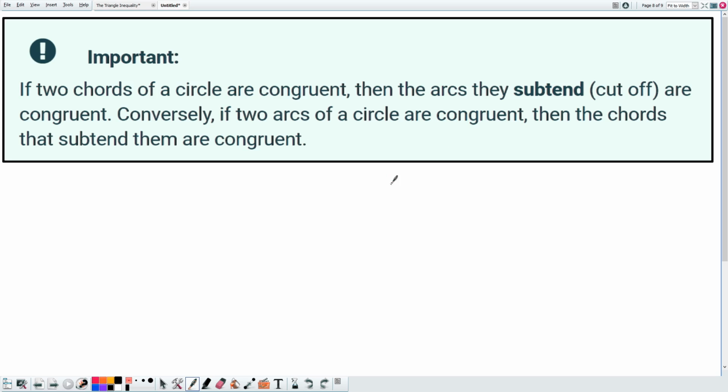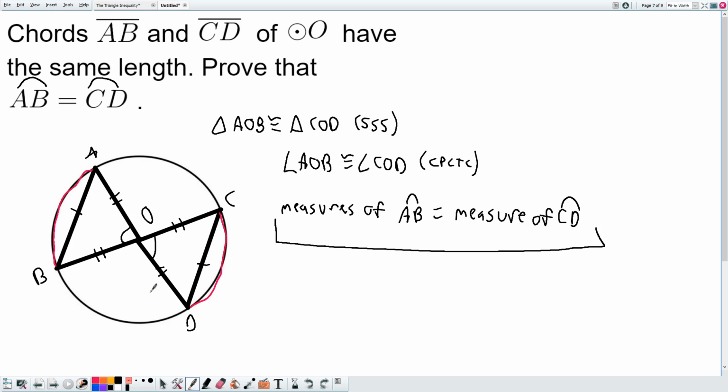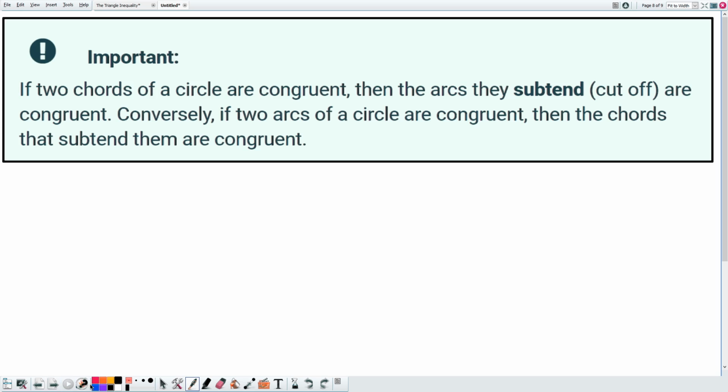Conversely, if two arcs of a circle are congruent, then the chords that they subtend themselves are congruent. That's what we did. Chord AB subtends the arc AB. Chord CD subtends the arc CD, and we've shown that if one is congruent, the other one has to be congruent as well. And that completes our proof.